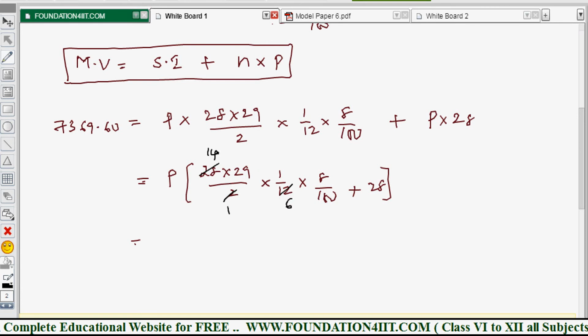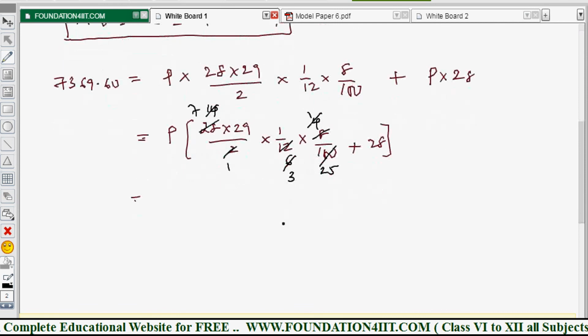And this is 6 7. Wherever possible you can cancel. 3 4 and 4 ones are 4 25 is this. So afterwards the remaining you will write. Then from this p is equals to p into 7 into 29 divided by 3 into 25 plus 28 by 1, let it be.